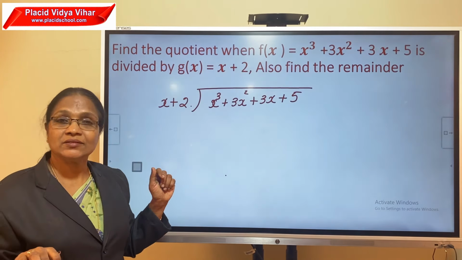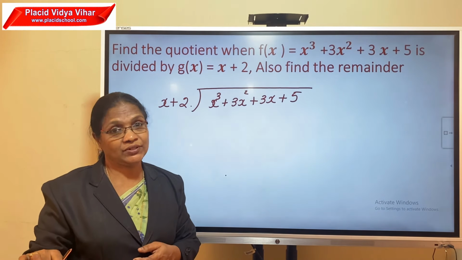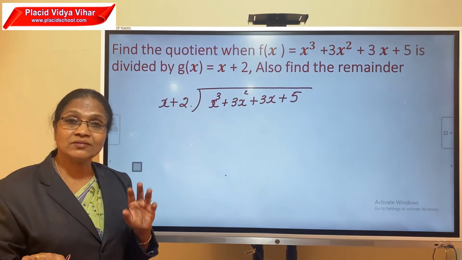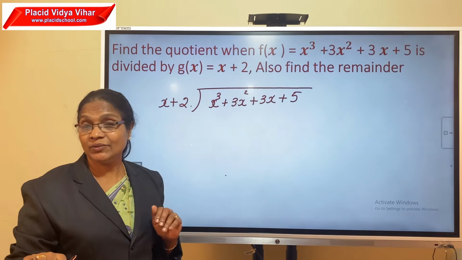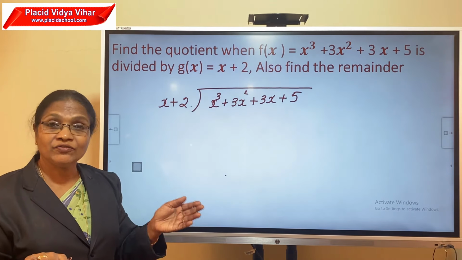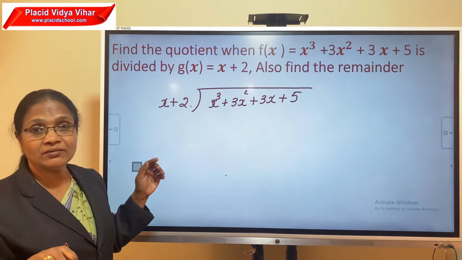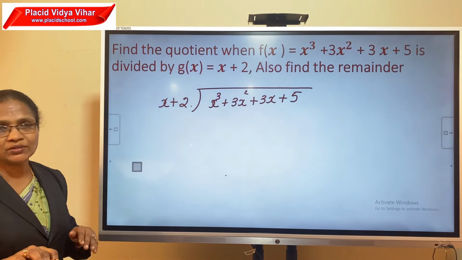Nothing is missing. Sometimes you may get a question without an x square term, then what should we do? We have to enter 0x square. If there is no x square term in the given polynomial, we have to fill that missing part using the coefficient 0. Now in this case, there is no problem, we can do the work.